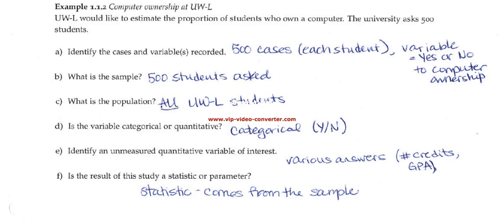And then finally, when we're talking about a thing that's being calculated from a study, if you're looking at the sample, it's called a statistic. If you're looking at the whole population, it's called a parameter. And the 500 students here is a sample, so the result of the study would just be considered to be a statistic.